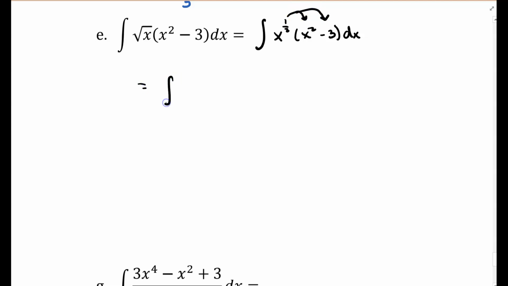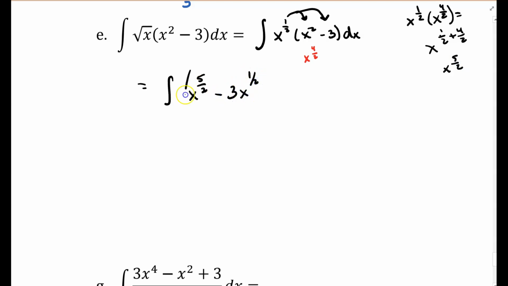Okay, so this becomes the integral of x to the power of... maybe I should rewrite this. x squared is x to the power of 4 over 2. So when I go ahead and multiply this in, we get x to the power of 5 over 2, right? I'm going to add those exponents. A little bit of algebraic reminder here: when we multiply these, we add these exponents, right? This is 1/2 plus 4 over 2, and that gives us the 5/2. Okay. Minus 3 times x to the power of 1/2 dx, and we'll go ahead and integrate now.